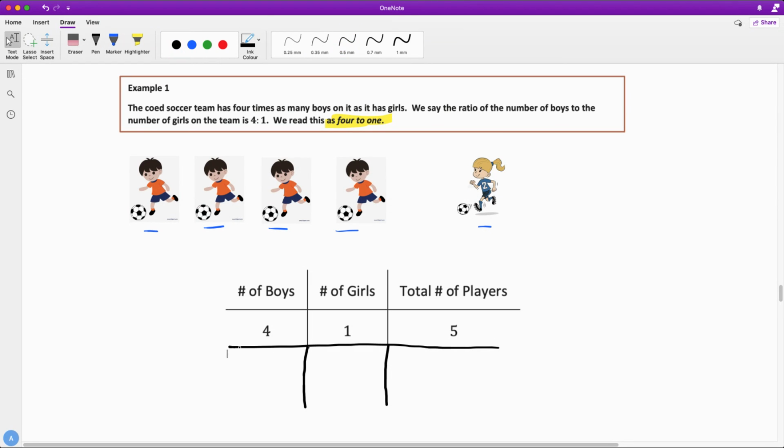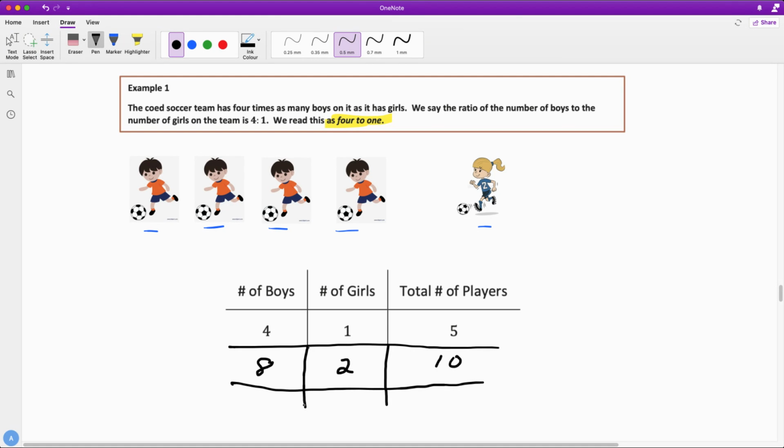So what could be our next possible amount of boys and girls that we have? If we have 4 boys for every 1 girl, well, what's our next one that we can do? Well, let's go ahead and say we could have 8 boys. And if we have 8 boys, how many girls will we have? We would have 2. And the total number of players we would have in this case is 10.